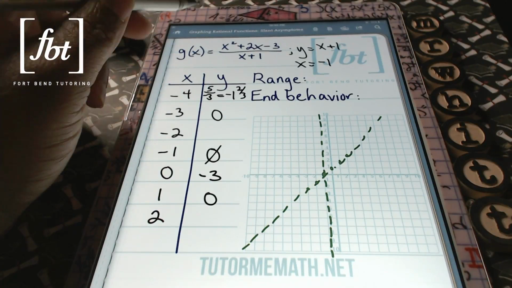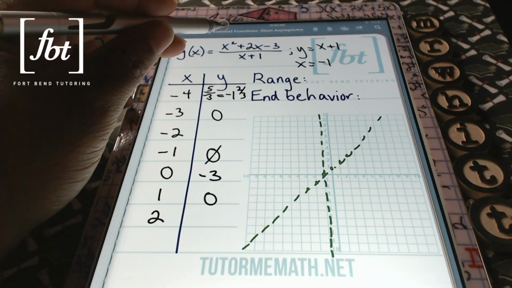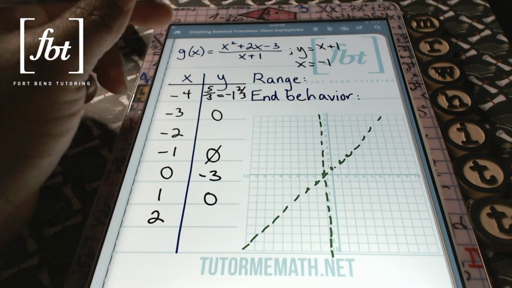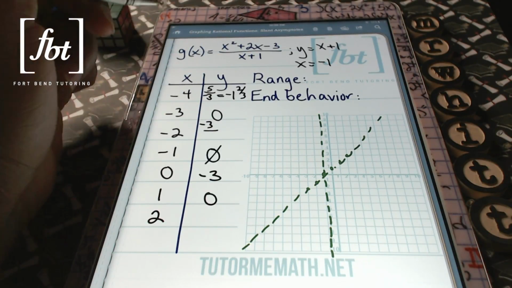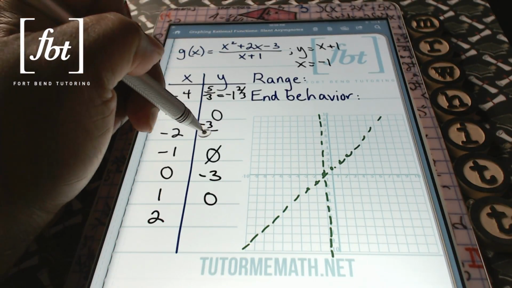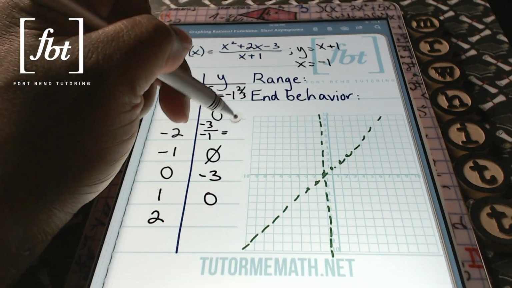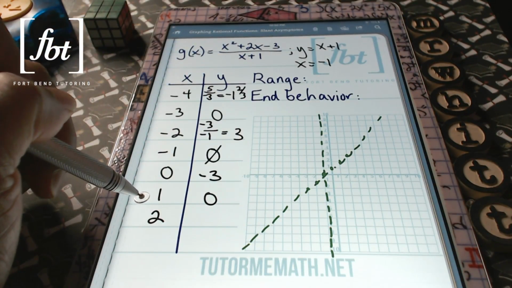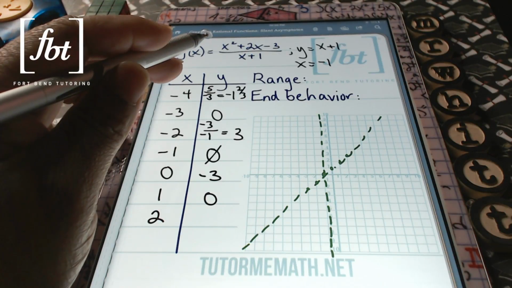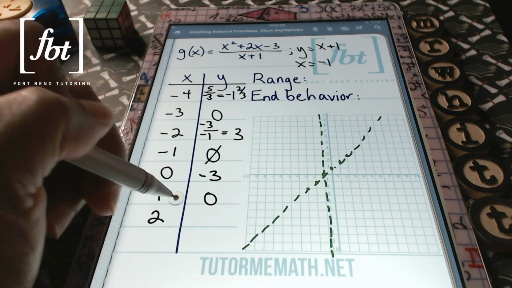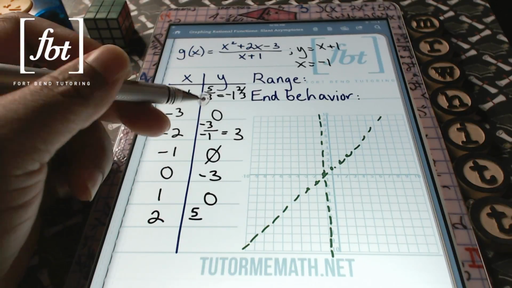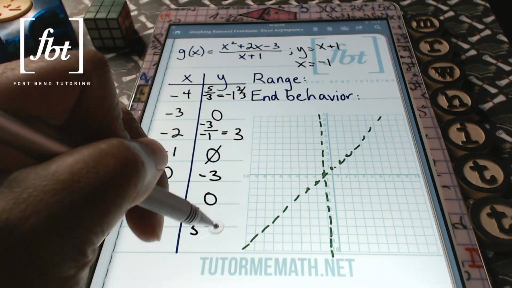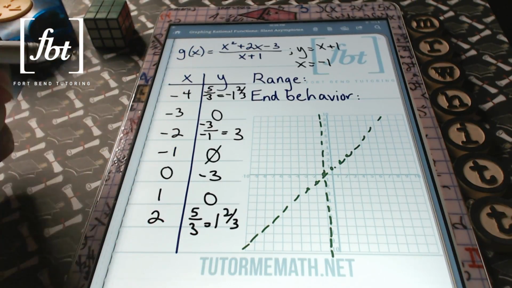Plugging in -2, you'll have 4 minus 4 is 0. That's -3 in the numerator over -1. That gives you a result of 3. Then plugging in 2, you'll have 4 plus 4. That gives you 8 minus 3 is 5. And in the denominator, you'll have 2 plus 1 is 3. So this also becomes 1 2/3, but a positive version.